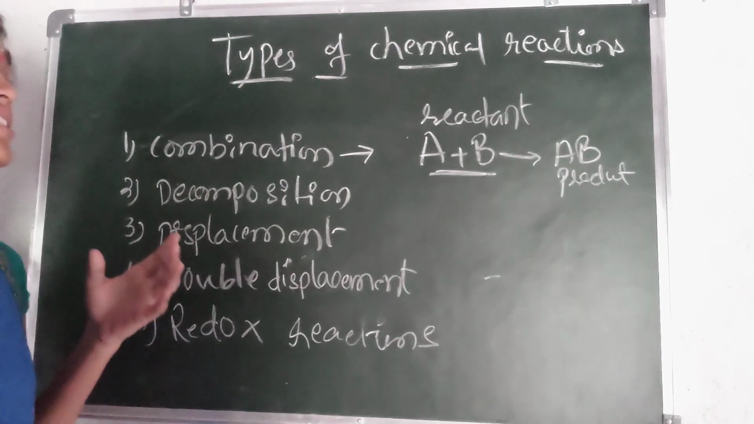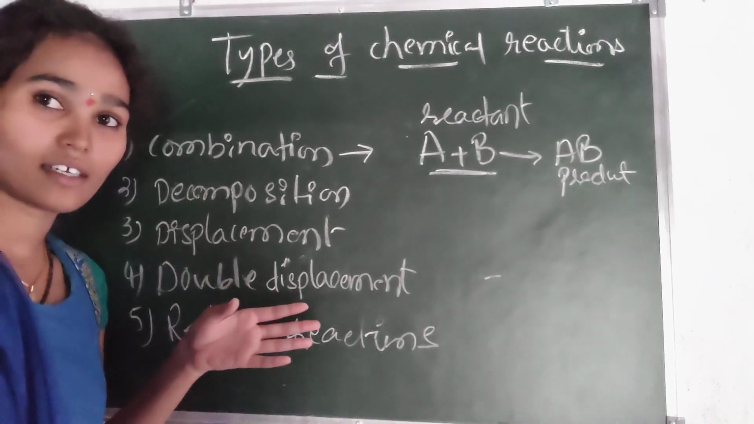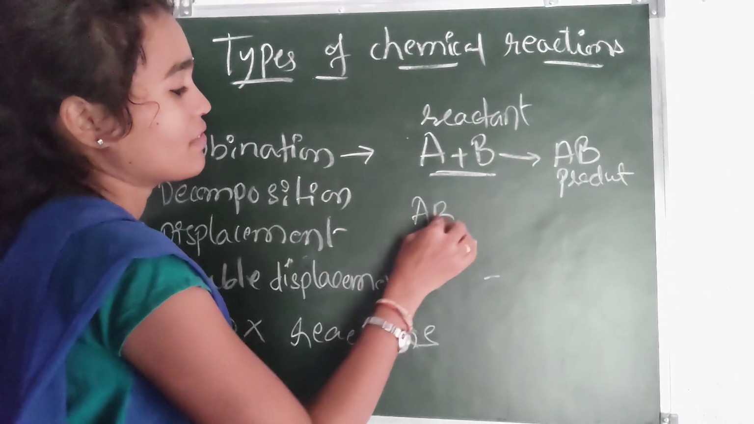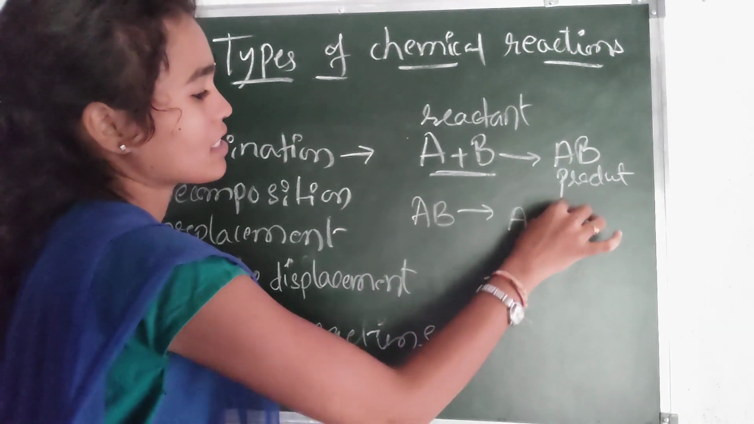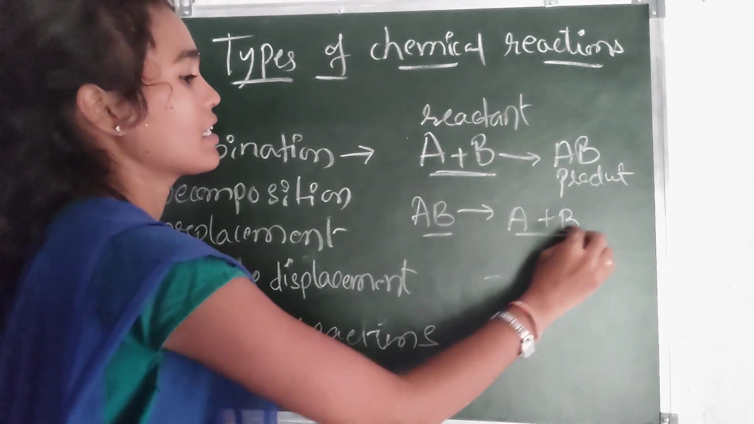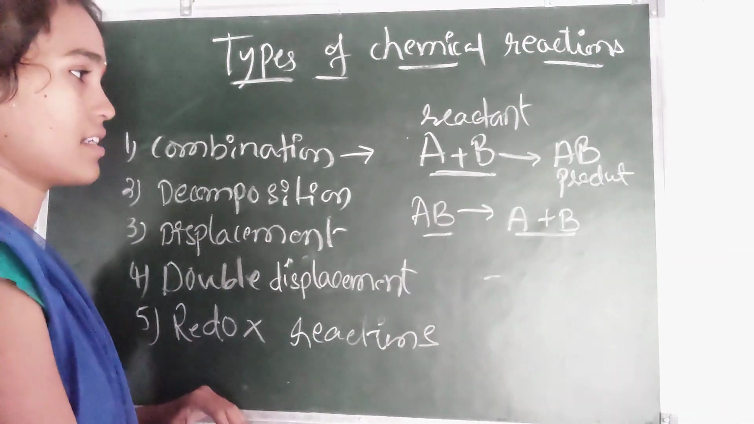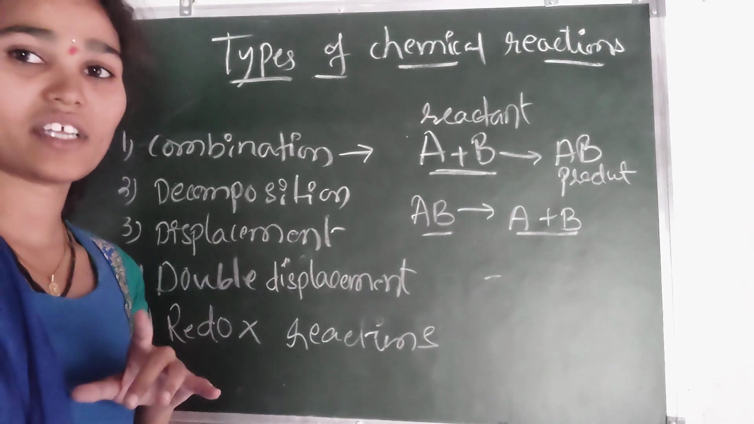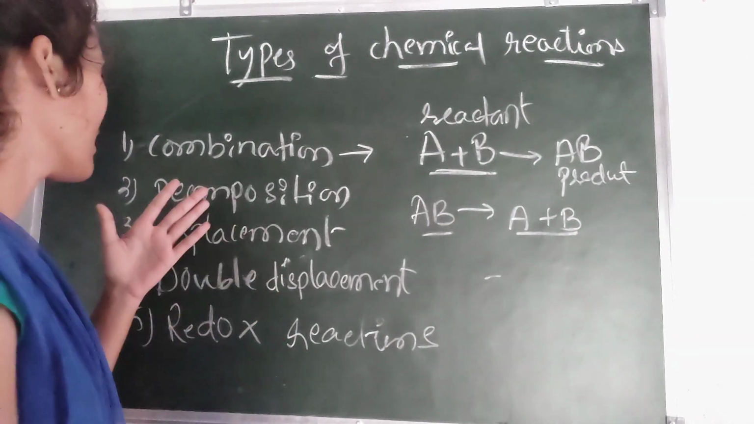Okay. Decomposition. What is decomposition here? Decomposition is nothing but a single reactant forming two products, A plus B. Okay, a single reactant forming two products here. Opposite to a combination reaction is nothing but decomposition.